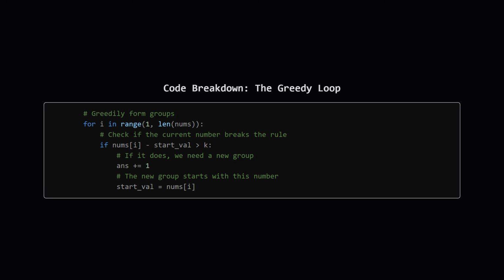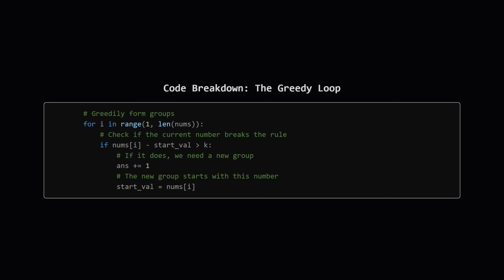Now for the heart of the solution, the loop. We iterate through the list of numbers, starting from the second element, since we've already used the first one to begin our first group. Inside the loop, we have a simple check. We take the current number we're looking at, and subtract the startVal of our current group from it. If that difference is greater than k, it means this number cannot join our current group.